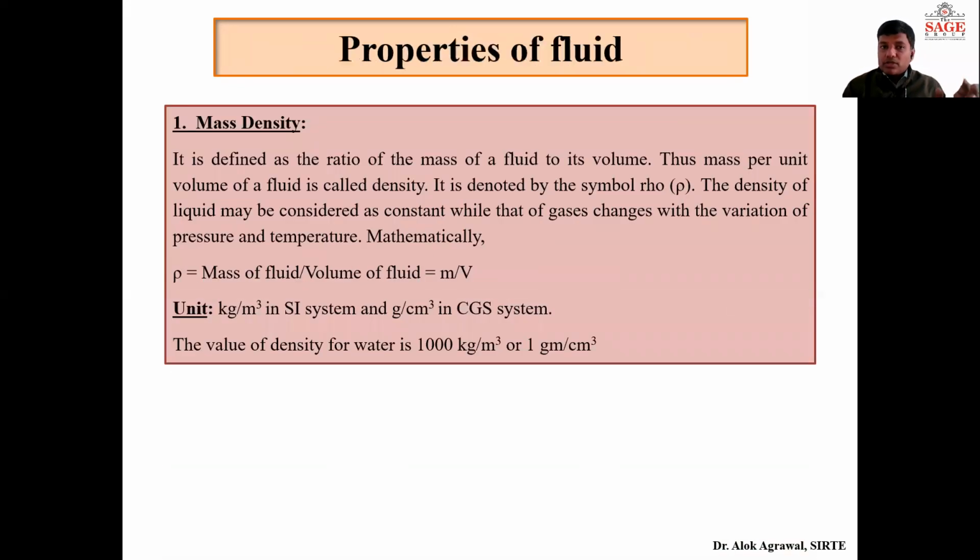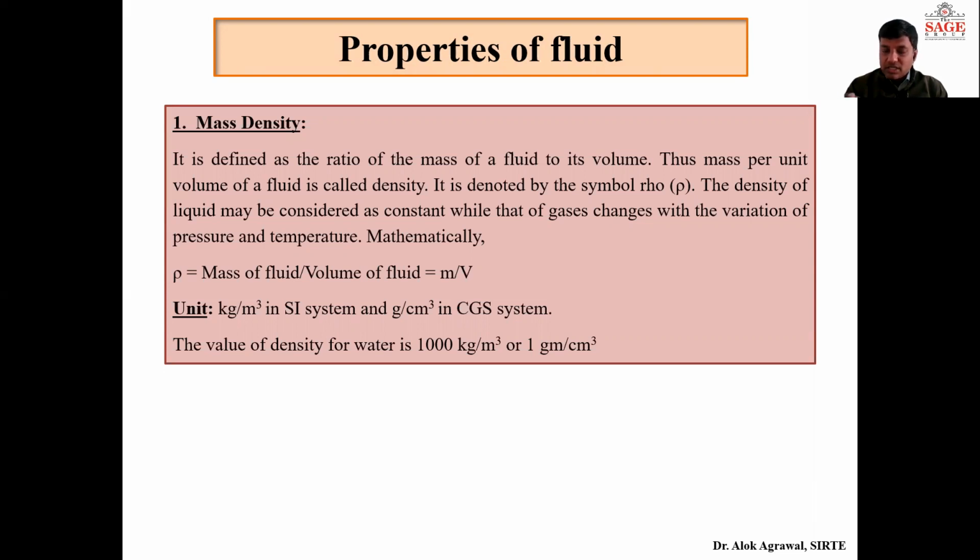Now coming to the properties of fluid. So the first important property of fluid is mass density. Mass density is the simple density that we have studied till now. In case of fluid, there are two types of density. That's why we categorized here first as mass density, and second we will go to weight density.